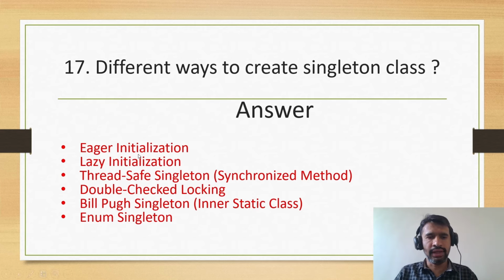So there is eager initialization and lazy initialization, and these two are thread-safe singleton creation. And this is a build singleton creation using an inner static class, and this is enum-based singleton creation. Let's try to understand all this in detail, and let's see the pros and cons of these things.